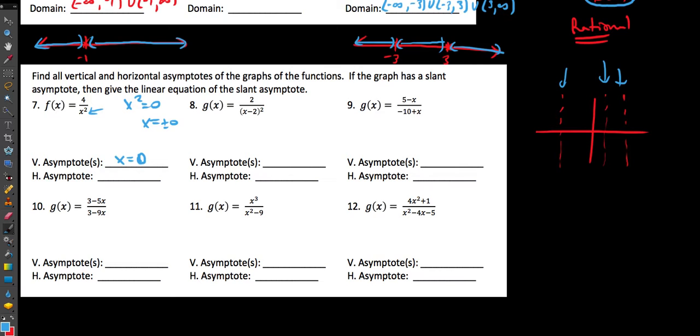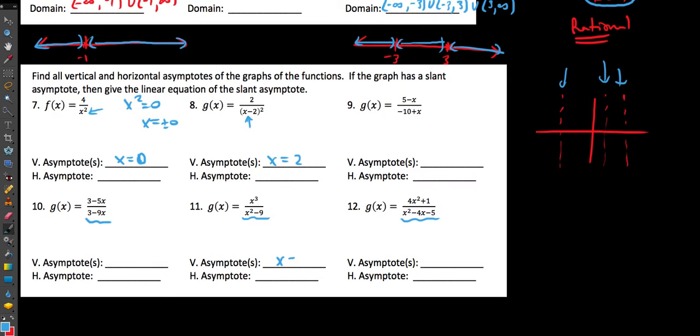Just like on number 8 here, what would be the 0 of my denominator? It would be positive 2. So my vertical asymptote is at 2. Essentially, what you're going to be doing is rolling through all of your denominators and finding the zeros, because these are going to be the locations of your vertical asymptotes. So for instance, on number 11 here, we kind of looked at x squared minus 9 a moment ago in the domain.